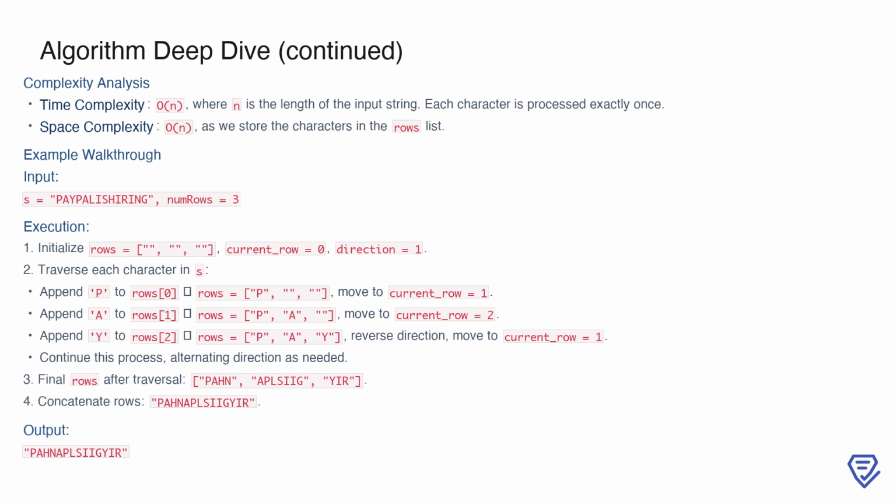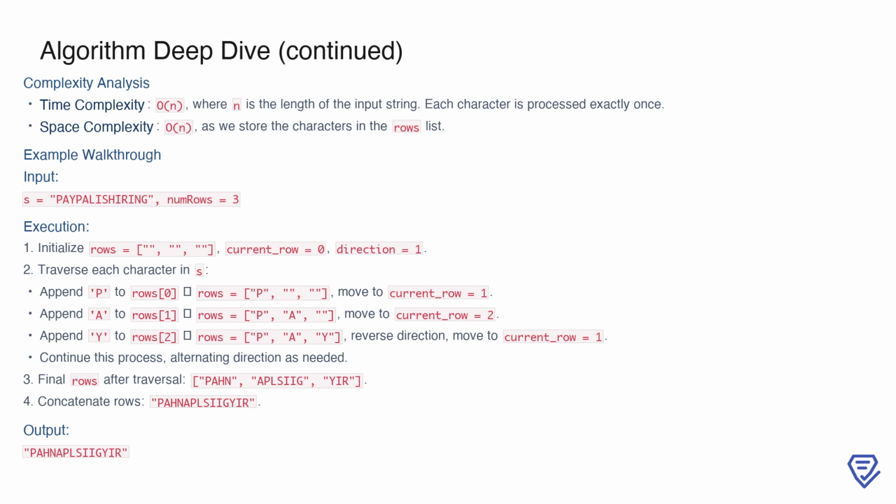Suppose the input string is PAYPALISHIRING and number of rows is 3. We initialize rows as empty, current_row equals 0, and direction equals 1. As we traverse the string, we append each character to the appropriate row. For instance, the first character P goes to row 0, then we move to row 1 for A, and row 2 for Y. At this point, we reverse direction and move upward, placing P in row 1 and A back in row 0. We continue this process, alternating the direction whenever we reach the top or bottom row.